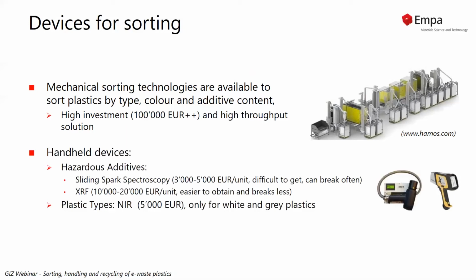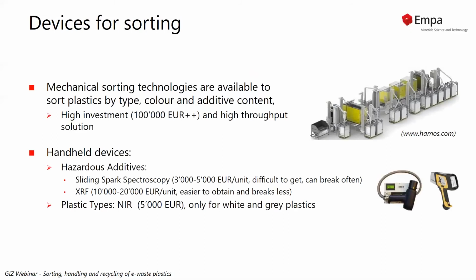There are handheld devices, so devices you can use most often on a piece-based or on a housing-based sorting scheme, where different types of these devices help you to identify different things. So there is, for example, XRF units which determine whether there are hazardous substances in a plastic housing. There are NIR, so near infrared detectors, which help you to determine which type of plastic you're talking about. But they tend to be fairly costly for the benefit that you get.